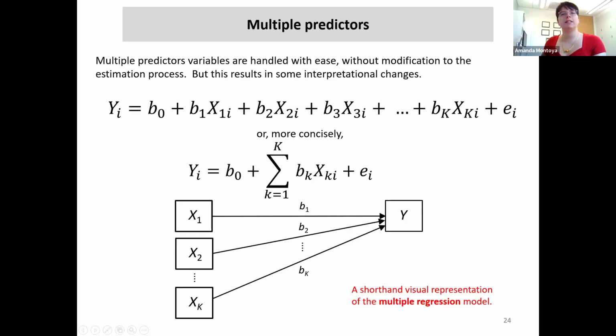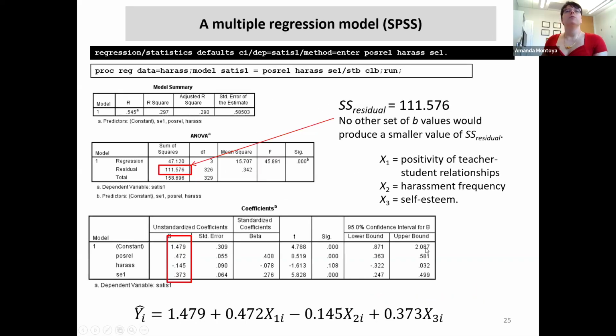And we can represent this in our visual shorthand by having each of our individual predictors and their slopes along their arrows predicting Y. And again, just because I'm using the shorthand representation of this linear regression doesn't mean that there's not a residual and an intercept. It just means it's not in the figure, right? So when we do this, here I can set up a model where, again, we are predicting satisfaction in school, and now I've added in 2 additional predictors. So we originally had positive relationships with teachers, and I'm going to add in harassment and self-esteem at time 1.